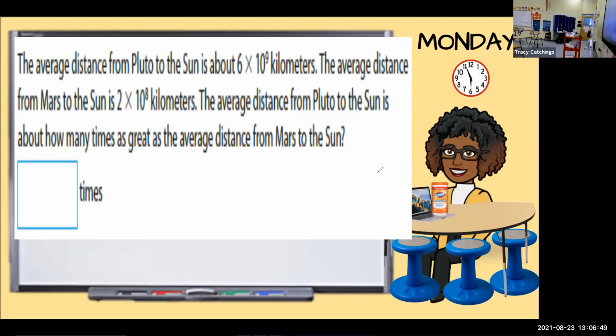All right, now this problem threw in some comparison. It says the average distance from Pluto to the sun is about 6 times 10 to the 9 kilometers. The average distance from Mars to the sun is 2 times 10 to the 8 kilometers. The average distance from Pluto to the sun is about how many times as great as the average distance from Mars to the sun? Sometimes when they give us numbers that we are comparing, it'll be best to just go ahead and write those values out. Case in point, 6 times 10 to the 9. 6, and we know we would shift 9 times right.